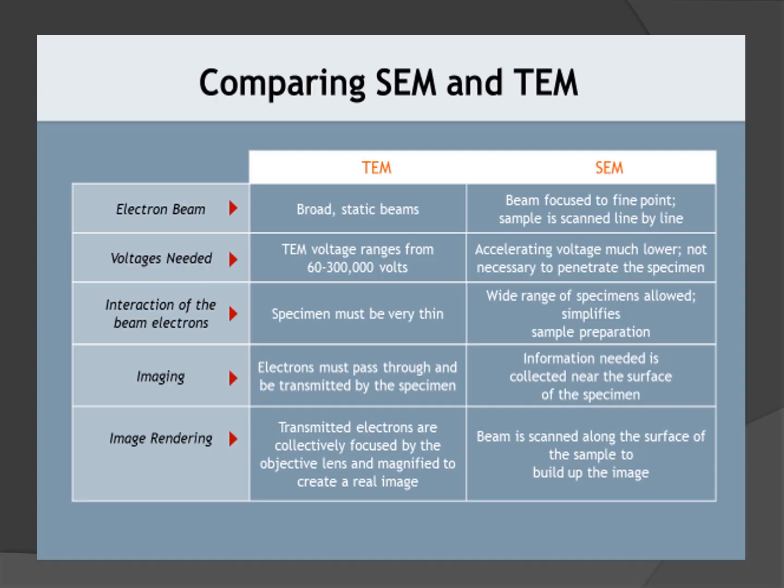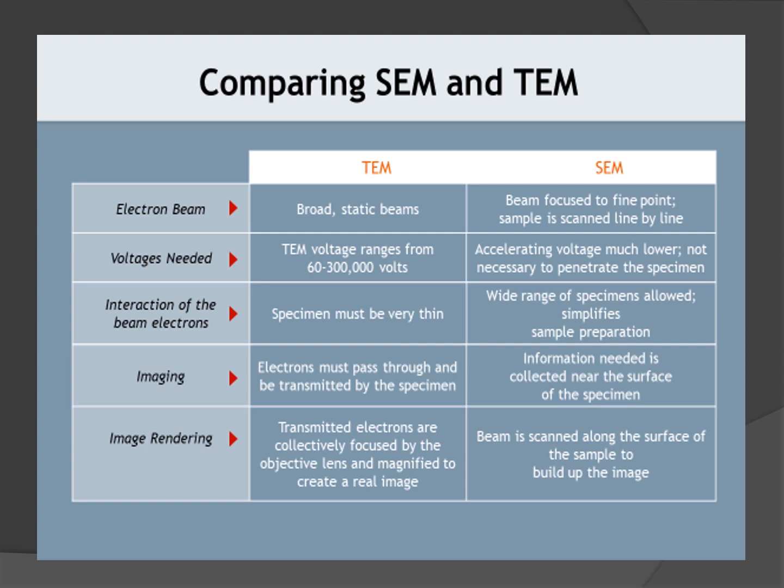Comparing SEM and a TEM. The electron beam for a transmission electron microscope is a broad and static beam. For a scanning electron microscope, the beam is focused to a fine point. The sample is scanned line by line, or rectangle by rectangle. Voltages needed for a transmission electron microscope are from 60 to 300 kilovolts, whereas for a scanning electron microscope the accelerating voltage is much lower, as it is not necessary to penetrate the specimen. The specimen must be very thin for a TEM. For SEM, a wide range of specimens is allowed, which simplifies sample preparation.